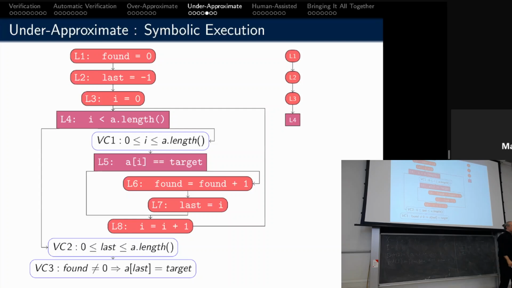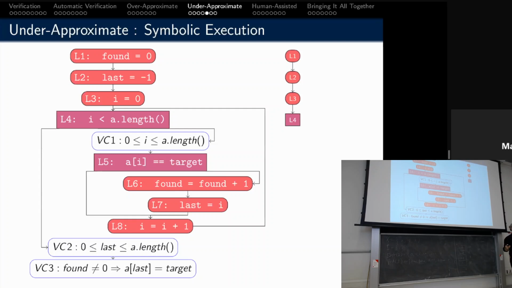And then we're going to do exactly the same thing for the others, because this is done. Last is -1, and I is 0, okay. So that's the current state of our interpreter when we've got to this point.